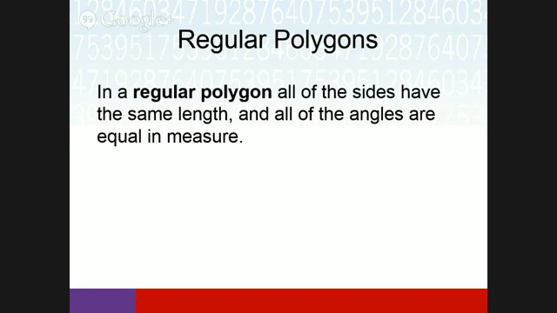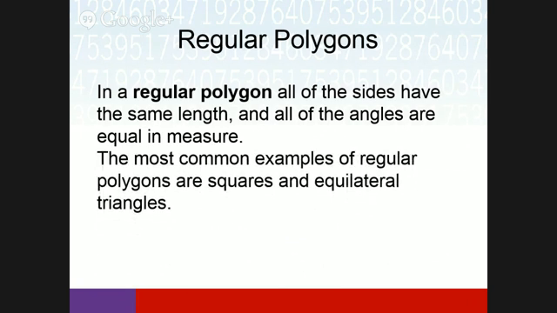Getting to regular polygons: they have the same side length and the same angle measurement. So regular means that everything has the same side length and angle measurement. The most common examples of regular polygons are squares and equilateral triangles, right? A square is a regular quadrilateral. An equilateral triangle is a regular triangle.